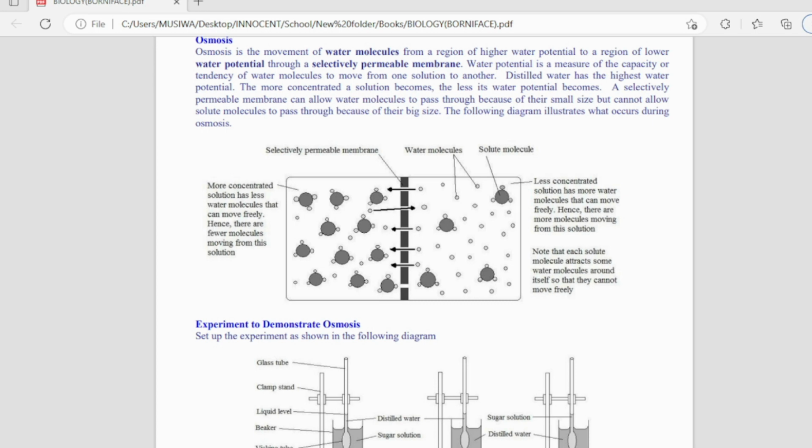In today's segment, we'll be looking at osmosis. We'll quickly define what osmosis is and we'll look at the effects of osmosis in living organisms.